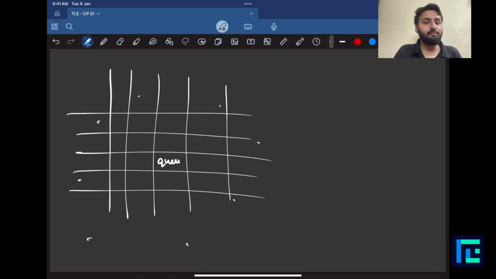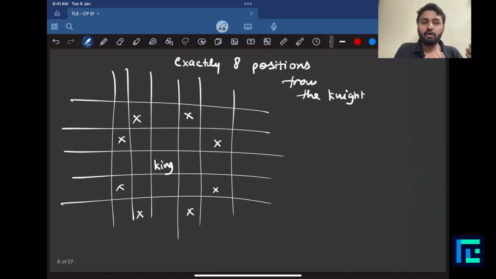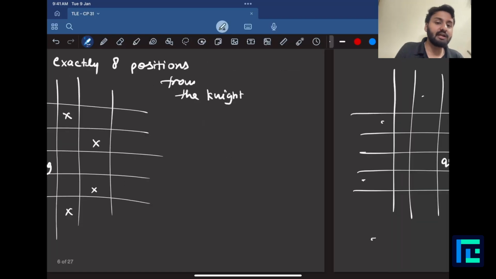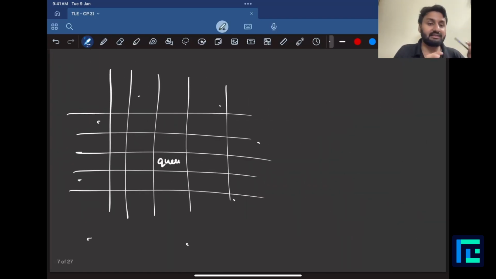So why is this important to understand? First of all, we are not talking about the knight right now in this A and B manner. Forget that part. We are taking a general knight. So a general knight is attacking the king from exactly 8 positions. Similarly, that general knight would also attack the queen from exactly 8 positions.